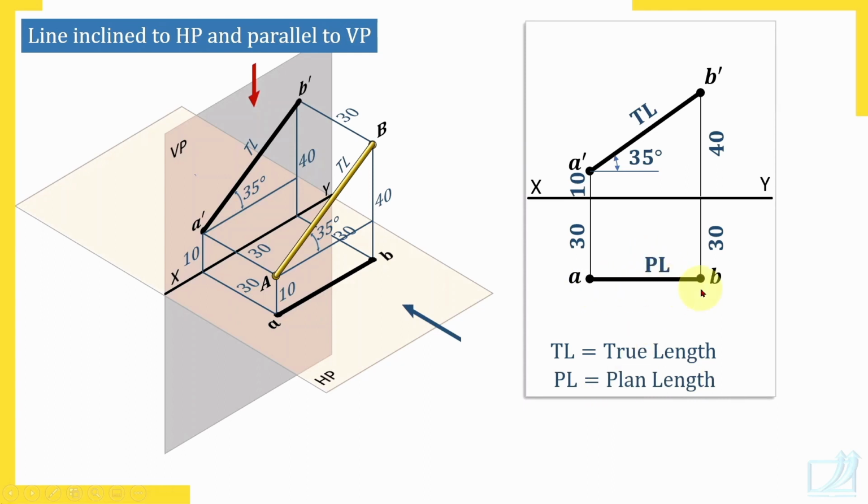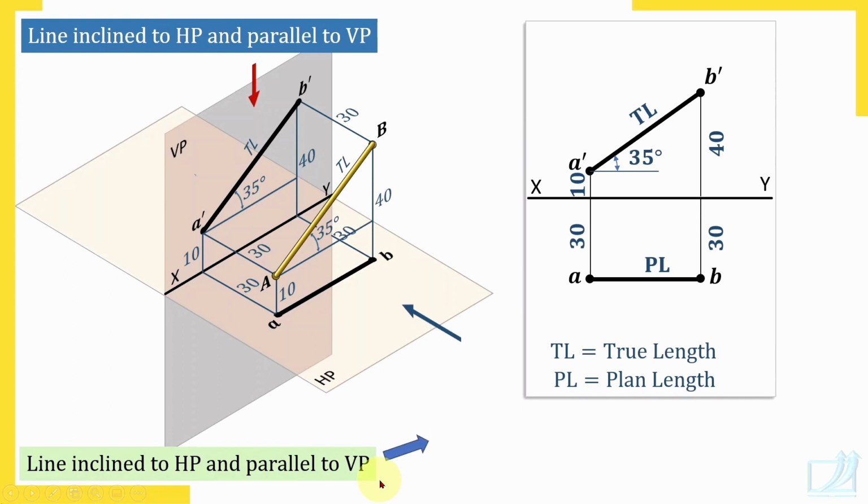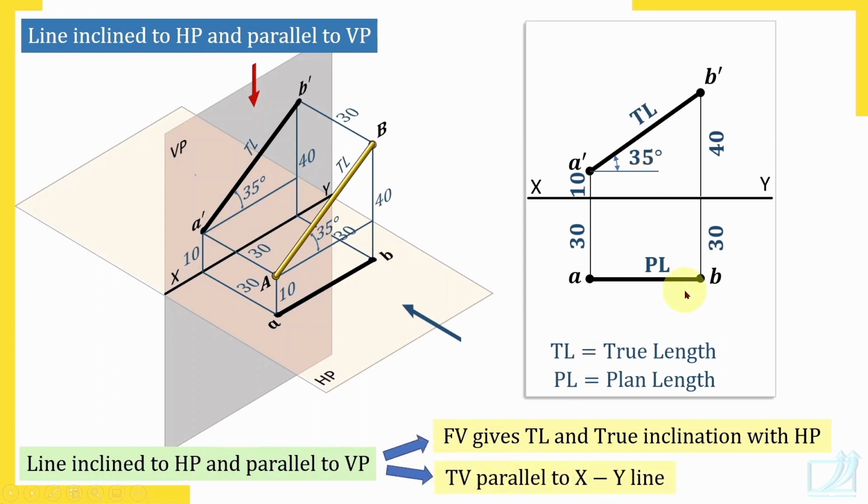So remember, in the top view, line has certain length that is not true length of the line. If line is inclined to HP and parallel to VP, then front view gives true length and true inclination with HP. And top view is parallel to XY line. This is always true. If line is parallel to VP, then front view gives true length and true inclination with HP, and top view appears parallel to XY line.